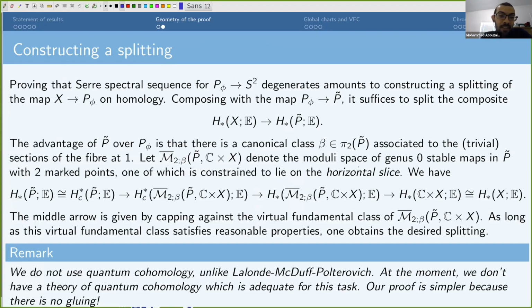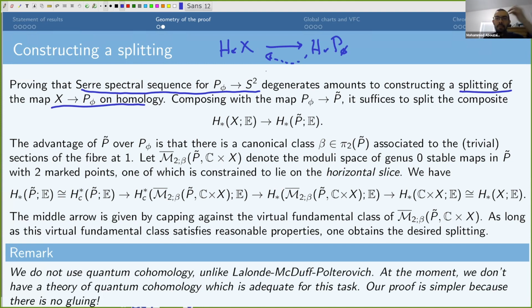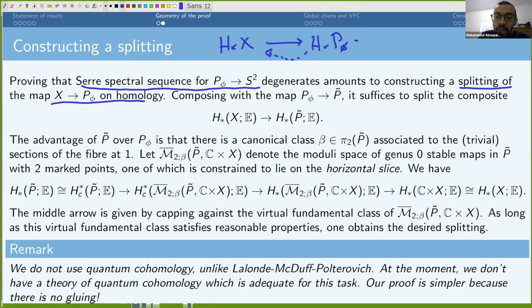We're going to focus on this consequence, which is the degeneration of the spectral sequence. Proving that this degenerates is actually the same thing as splitting the map phi from the homology of X to the homology of P. You need to split it. But it's easy to see that we can just compose one more time inside the homology of this object P tilde. If we could split that, then we would be in good shape, because if you split the composite, then you split the original thing. Okay, so that's what we're going to focus on.